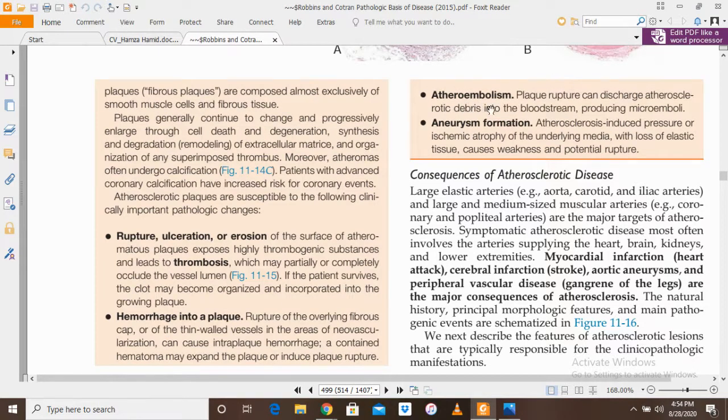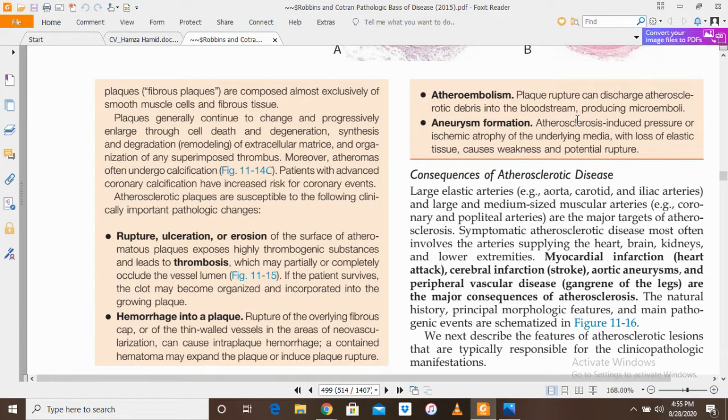Now, atheroembolism. When there is a rupture of a plaque, the plaque material, the debris of the plaque, the dead tissues and dead cells of the plaque can enter the bloodstream, and they obstruct the flow of blood to the organ. This is called atheroembolism. Plaque rupture can discharge atherosclerotic debris into the bloodstream, producing microemboli.